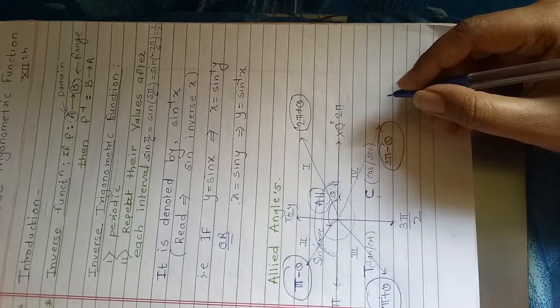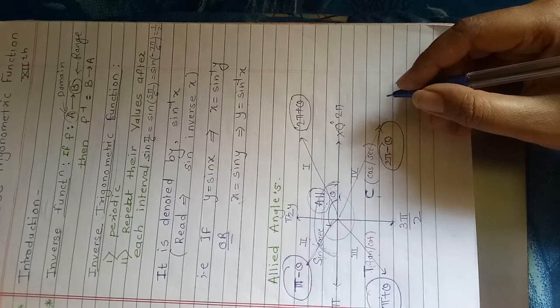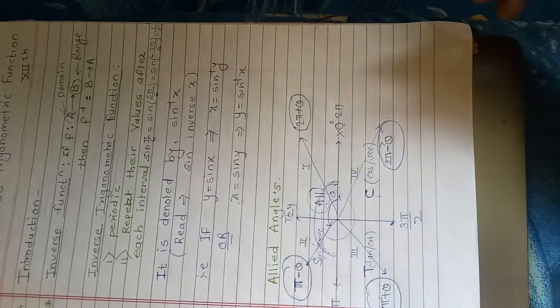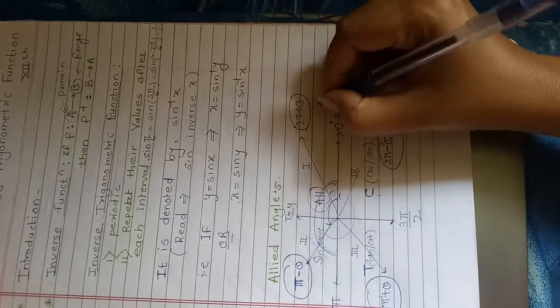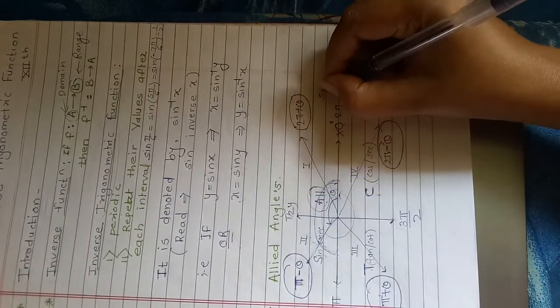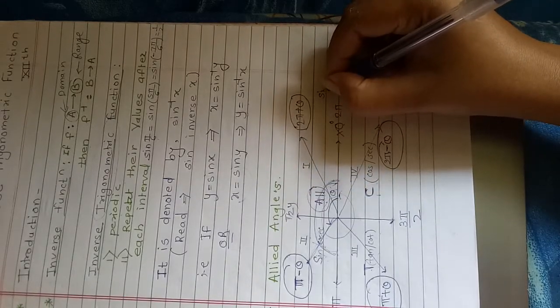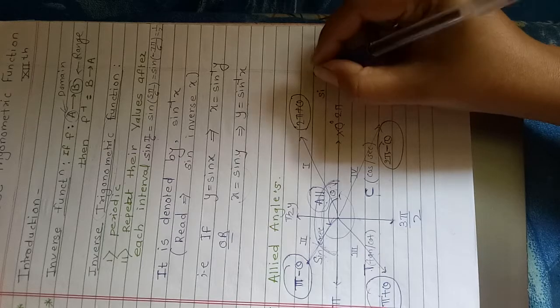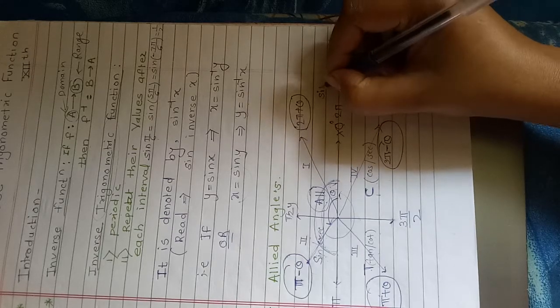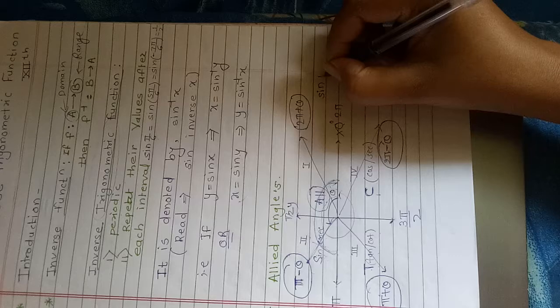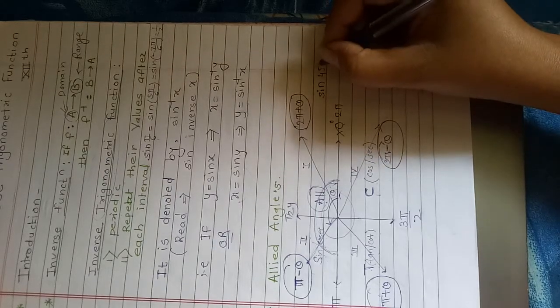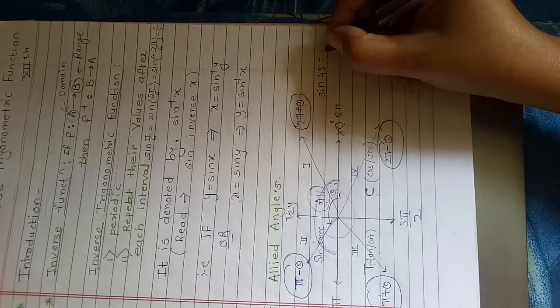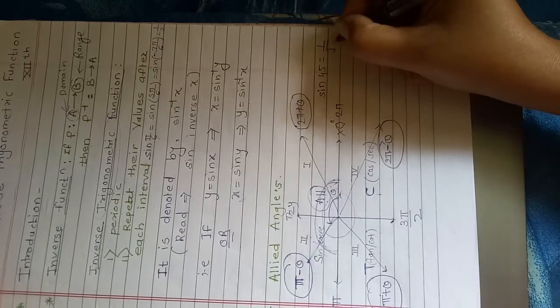Then how to find any allied angle formula? If we find sine 45 degree, what is the value of sine 45? 1 upon root 2.